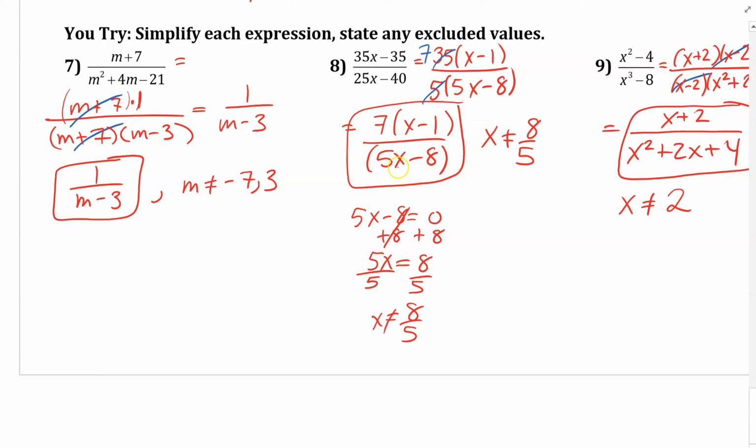And then if you set this factor of 5x minus 8 equal to 0, it tells us that x cannot equal 8/5. If I plug 8/5 in for x, I get a 0 in my denominator.